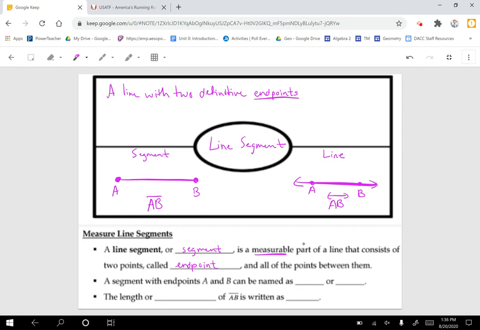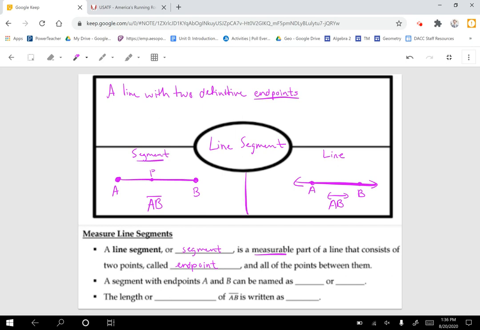It also includes all of the points in between. So let's say there was a point like P in the middle, P is in between A and B. It's part of that segment that we're measuring here. And again, we can measure it because it's finite, right? It stops. If it goes on forever, it's impossible to measure. The length would be forever and forever. So we can measure a segment, we cannot measure a line.